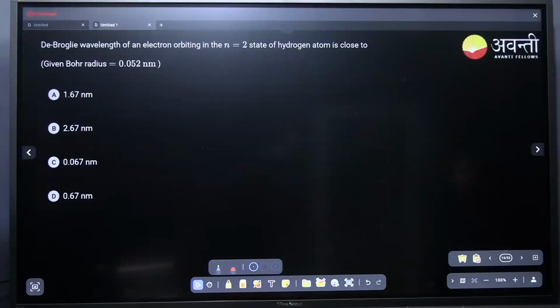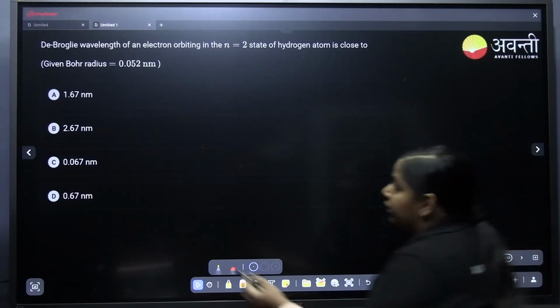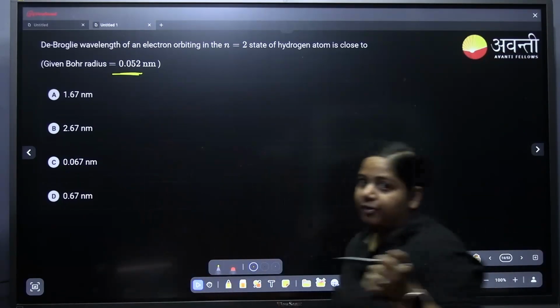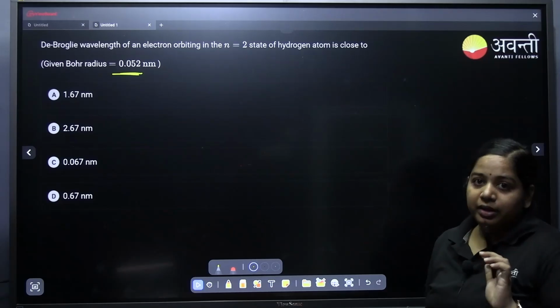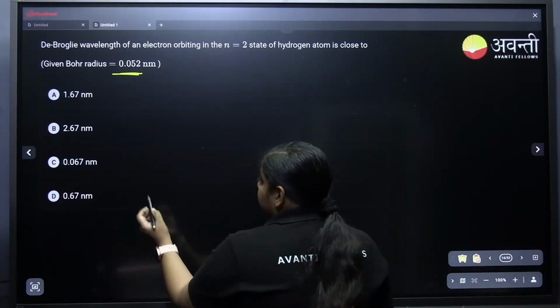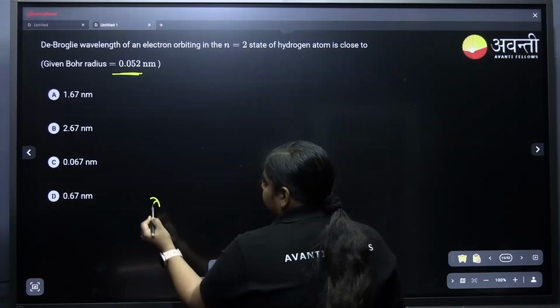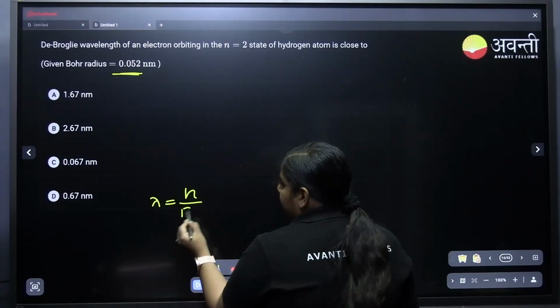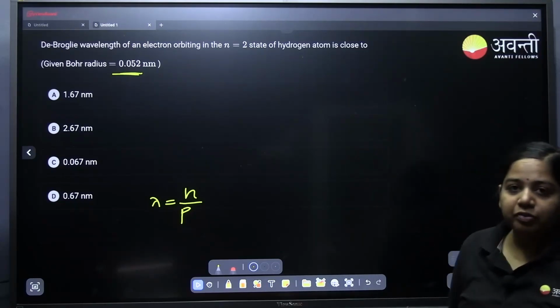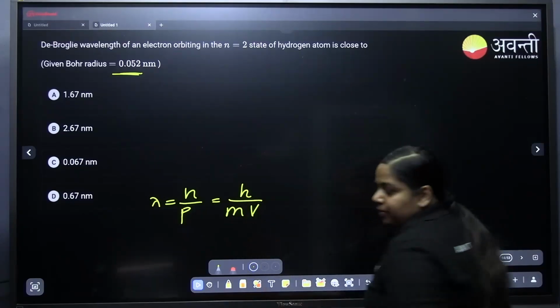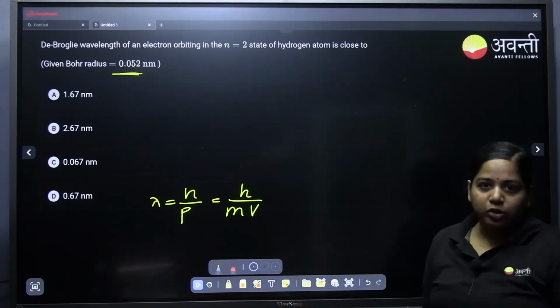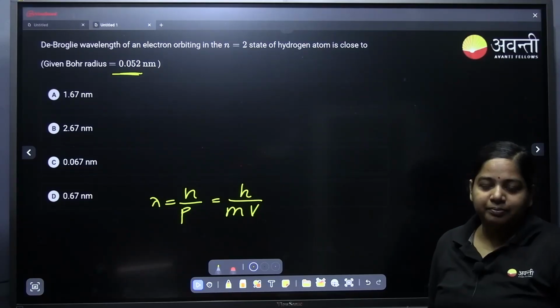Okay. The De Broglie wavelength of an electron orbiting in the n equals 2 state of hydrogen atom is close to. See, the Bohr radius, I told you it will be given in the question. We don't have to memorize it. For the n equals 2 state, we have to find the De Broglie wavelength. To find it, lambda is equal to h by p, and p is equal to mv. Velocity in the nth orbit we have to find. What is the formula?